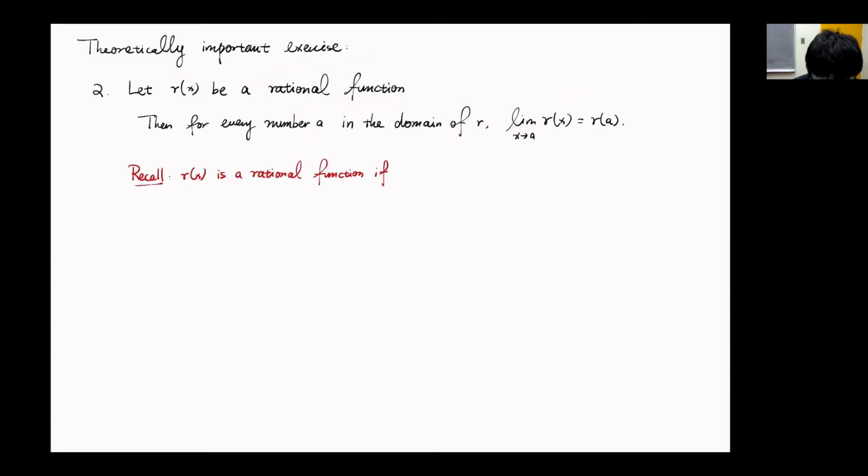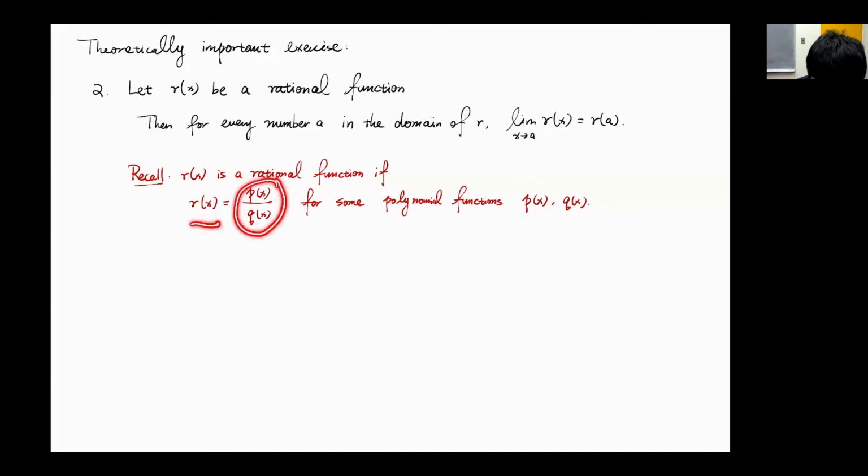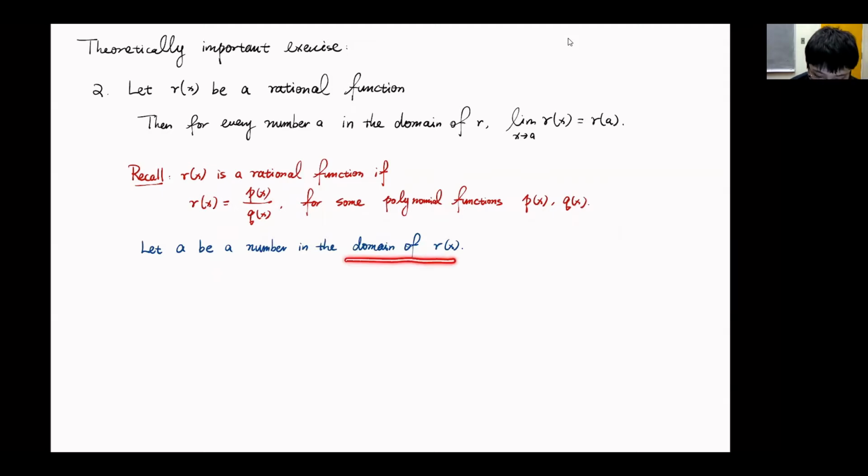So recall that we say R of x is a rational function if R of x is a quotient of two polynomial functions P of x and Q of x. So this is a definition for a rational function. And if we want to evaluate the limit of R of x, this is the same as asking for the limit of P of x over Q of x. Okay, now it's important for us to specify that the number a is inside the domain. So indeed, let's pick the number a to be in the domain of the rational function.